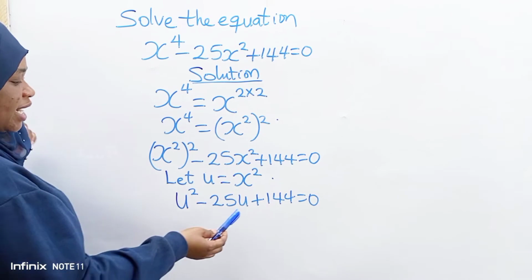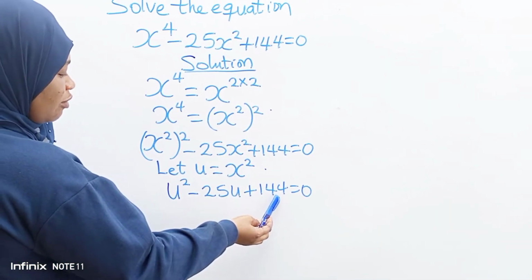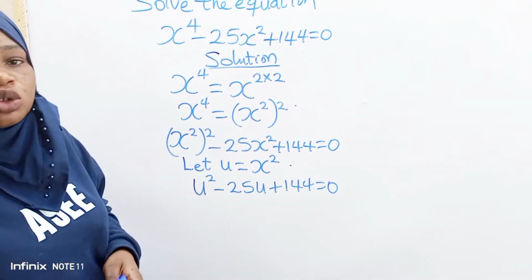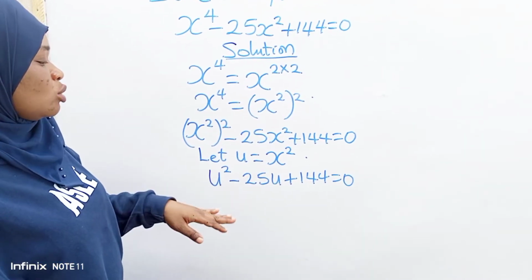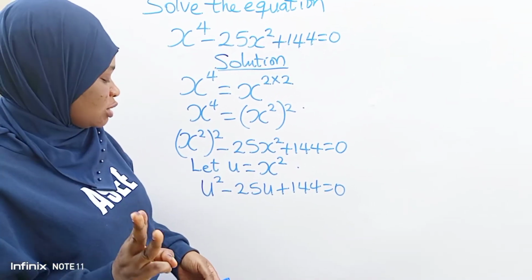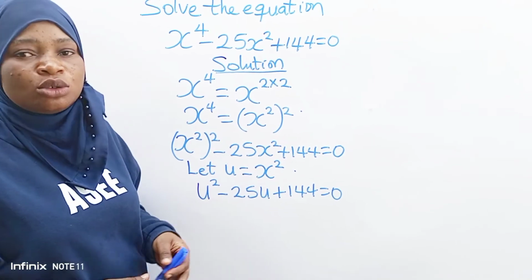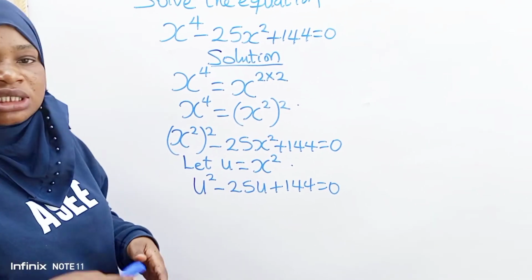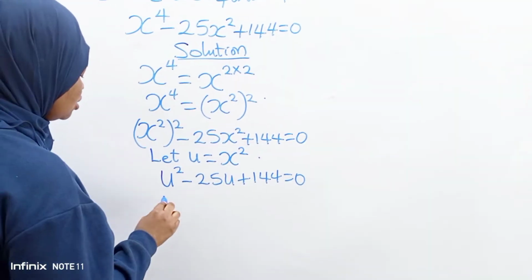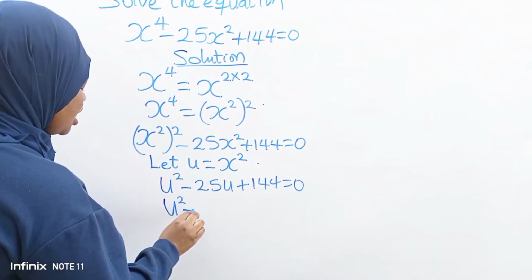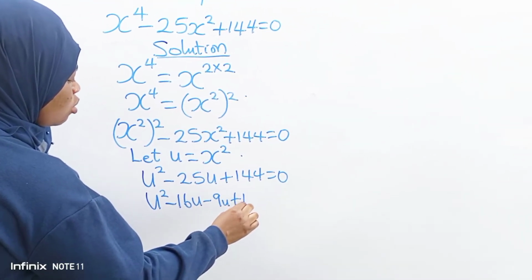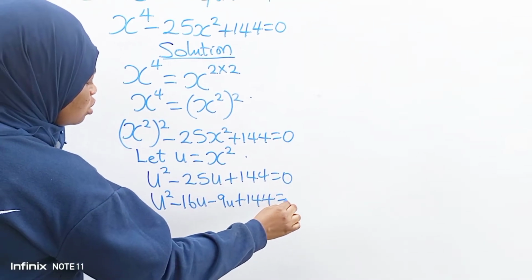So I will multiply the constant, which is 144, by the coefficient of u squared, which is 1. So I have plus 144. So I have to look for two factors of 144 that if I add them together, I'm going to get minus 25. So the factors are minus 16 and minus 9. So I have u squared minus 16u minus 9u plus 144 is equal to 0.